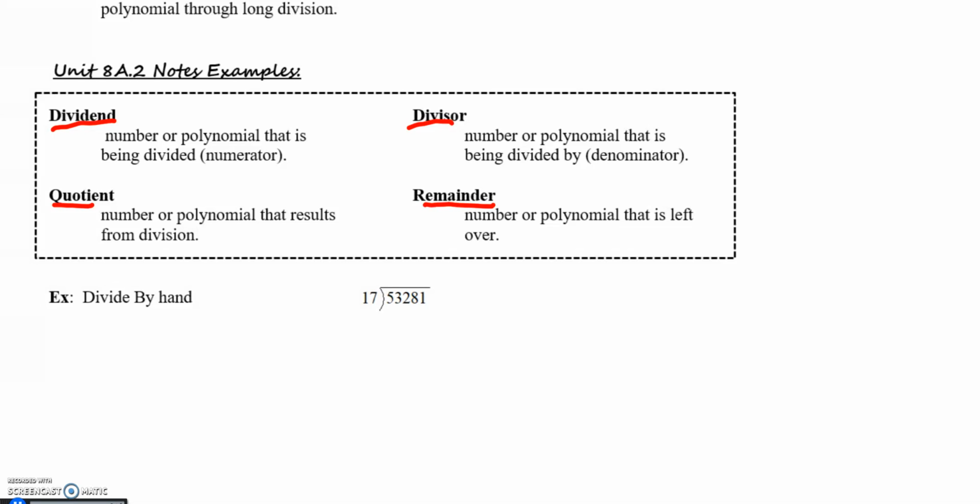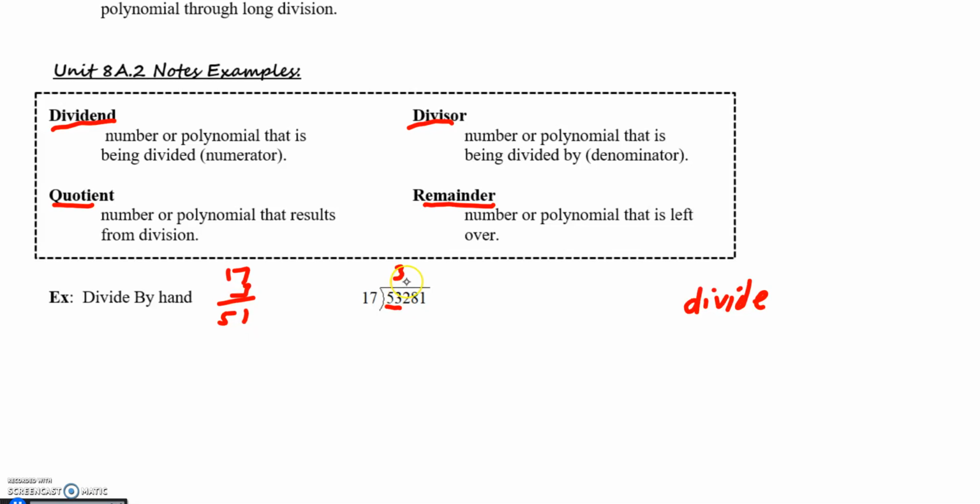The first thing we do is ask ourselves, how many times does 17 go into 5? Well, it doesn't divide in evenly. So we expand and we say, how many times does 17 go into 53? The first thing we think about when we are long dividing is how many times does this number divide into this one, which makes sense based on long division. 17 goes into 53 3 times, and 17 times 3 is 51.